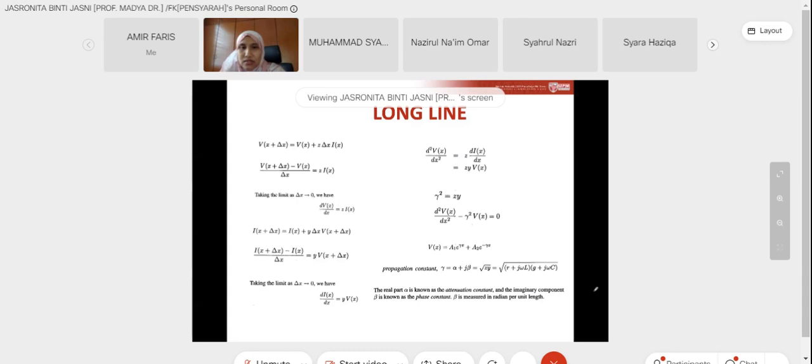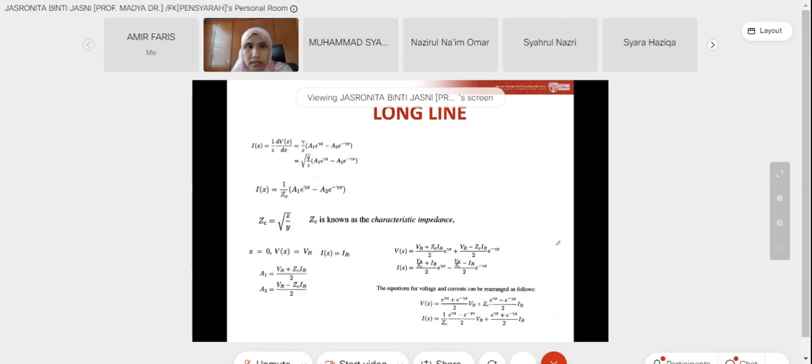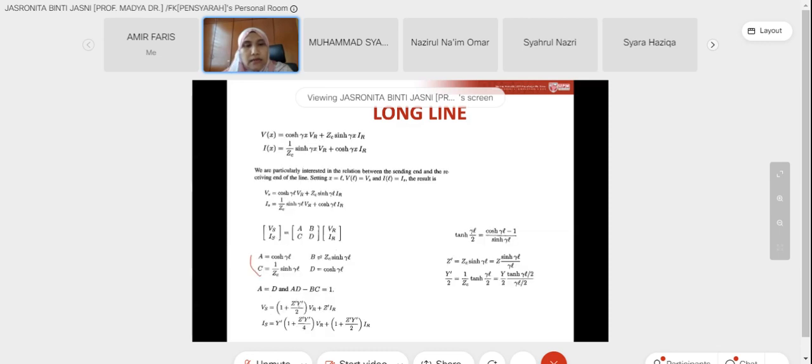Okay, so these are the notes. The real part is known as the attenuation constant and the imaginary component beta is known as the phase constant. Beta is measured in radian per unit length. So this is one important note again. ZC is the characteristic impedance. And this is the final equation. So this is the ABC. This is the ABC for the long line.